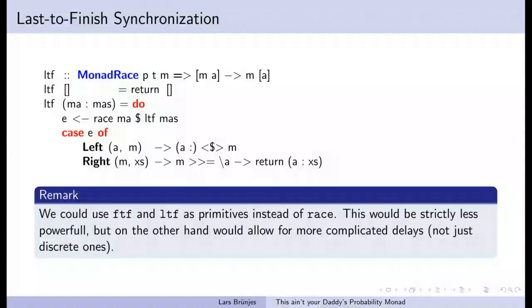So those two things, first to finish and last to finish, can be expressed in terms of this race. And it's strictly more powerful, the race. Alternatively, in this monad race, one could use the first to finish and the last to finish as primitives. But then it would be strictly less powerful. But it's mathematically much easier to handle. Actually, for this first to finish and last to finish, on time distributions, one can write down formulas to actually compute that. This race makes things much more complicated, unfortunately.